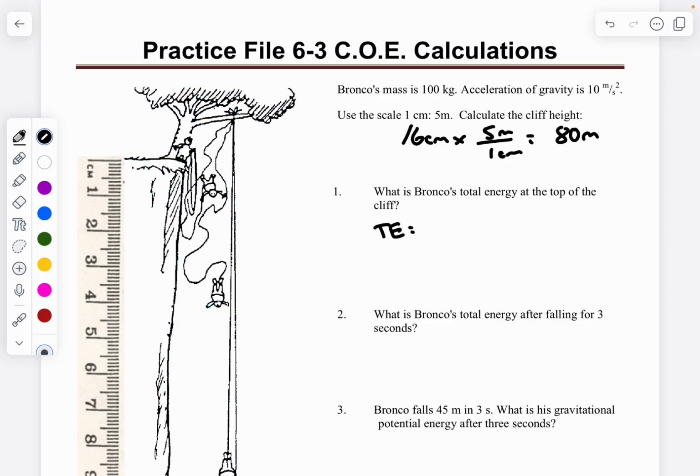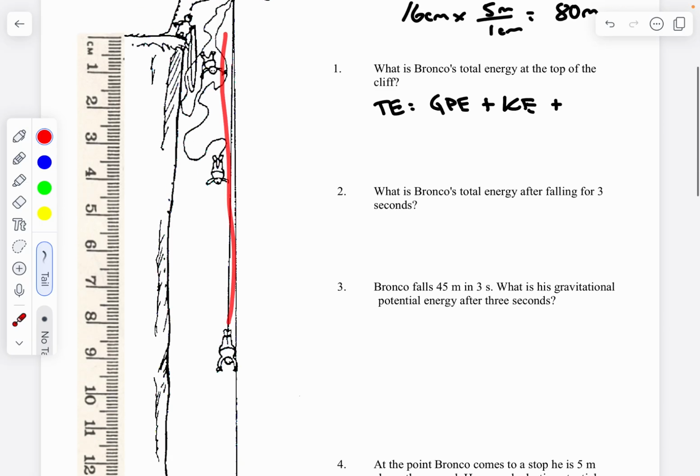So they want us to find the total energy at the top. We're going to find the total energy, and we're going to throw in another variable here. Instead of just calling it potential, we're going to call it GPE for gravitational potential, plus KE, which is due to motion. We're going to throw in a third kind of energy here, which is based on the energy that gets stored up in this bungee.